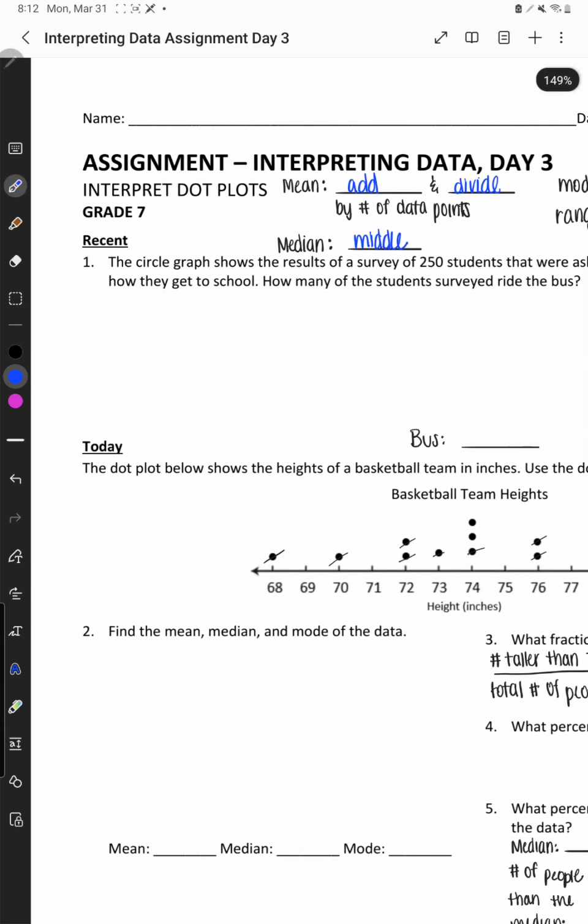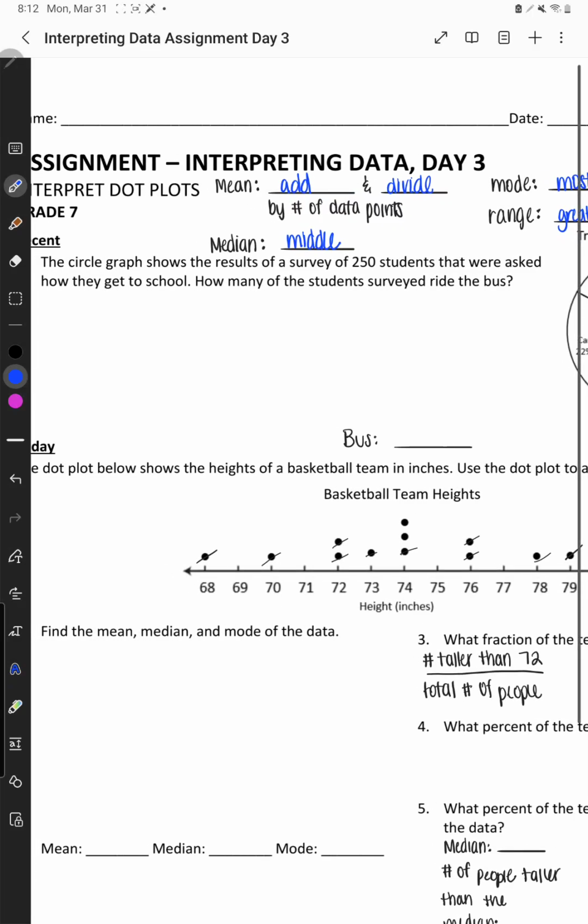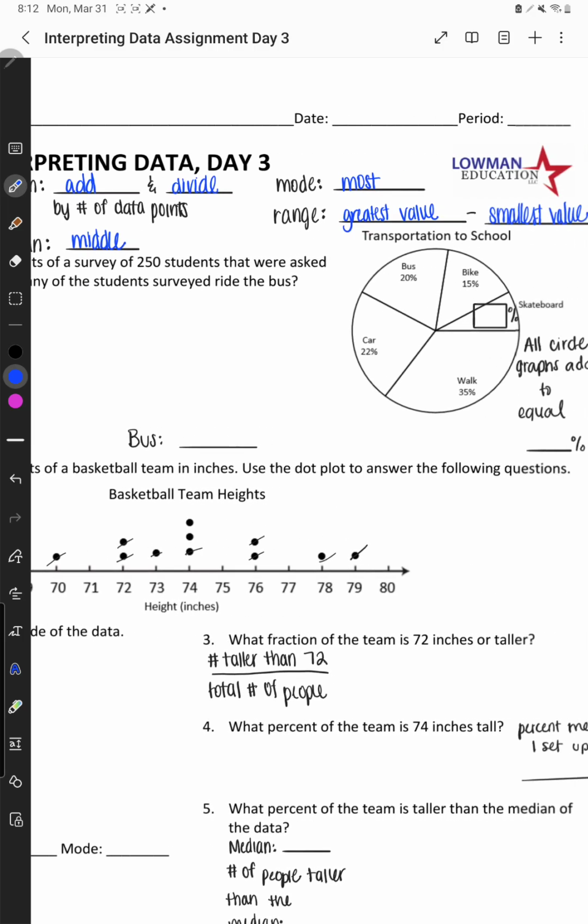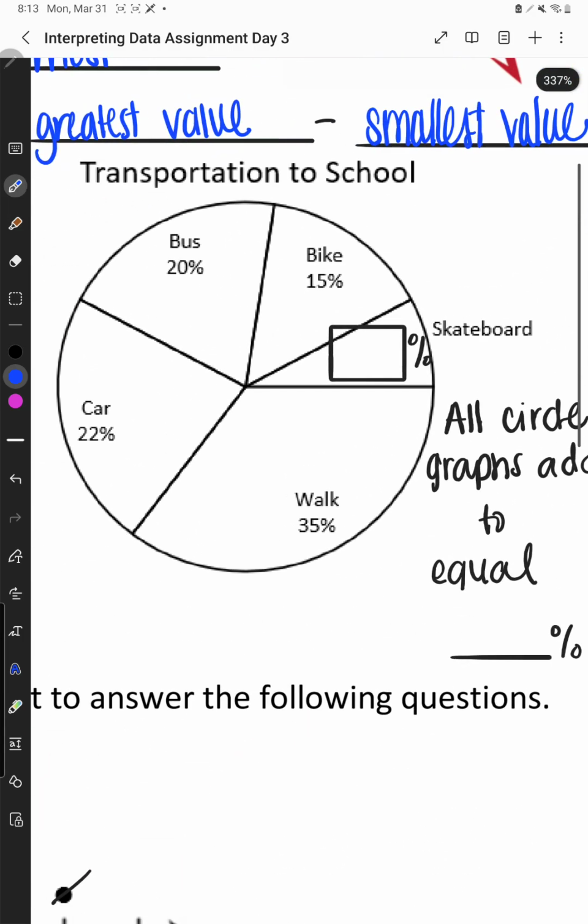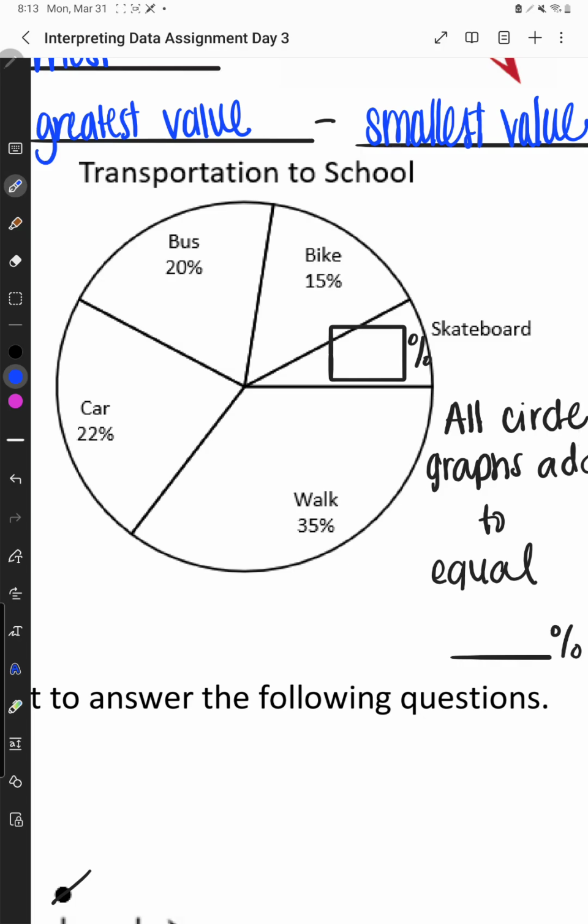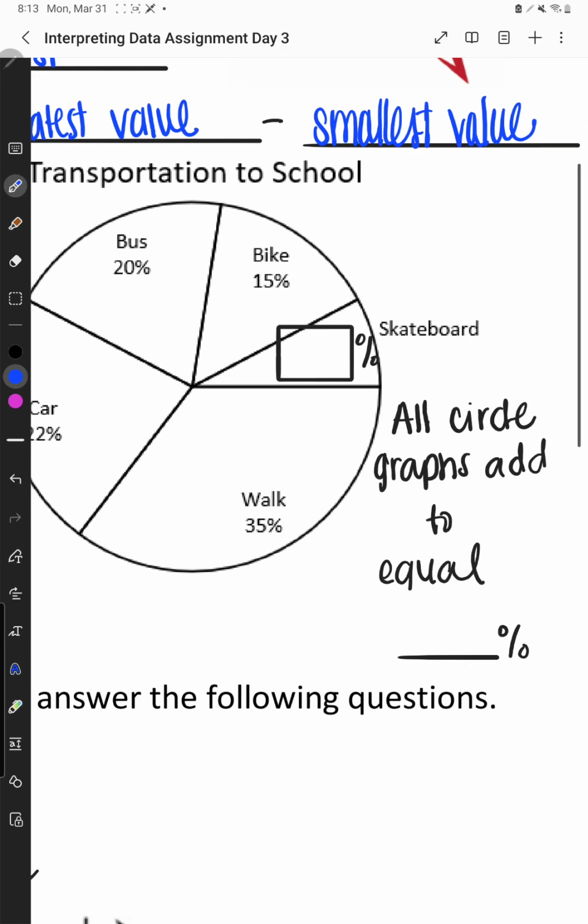Okay. The first question says, the circle graph shows the results of a survey of 250 students that were asked how they get to school. How many of the students surveyed ride the bus? Well, the first thing we're going to look at is this. First of all, I see a blank for skateboard. In order to solve for blanks, the first thing you have to remember is that all circle graphs add to equal 100%.